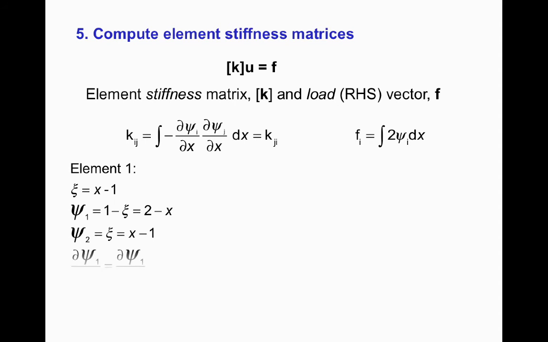So for element 1, for example, the local coordinate ξ is just x minus 1, so our linear Lagrangian interpolation functions, 1 minus ξ and ξ, are just 2 minus x and x minus 1. And the derivatives ∂ψ/∂x are just the same as ∂ψ/∂ξ, because delta x and delta ξ in each element are both 1.